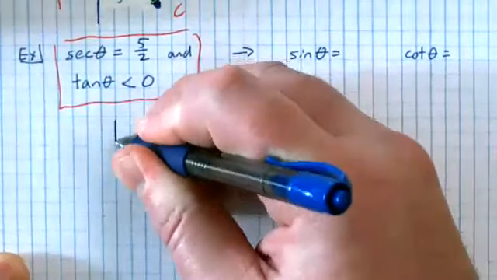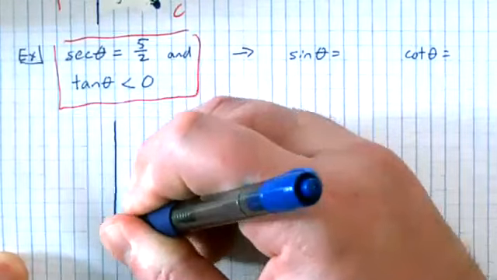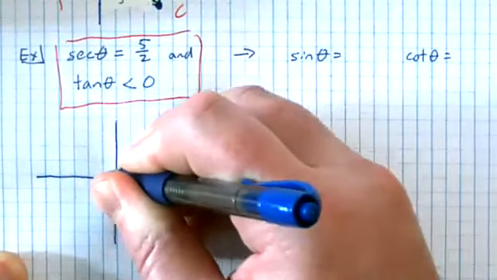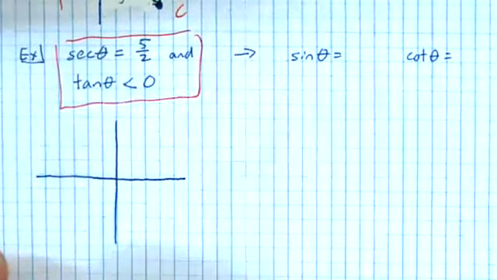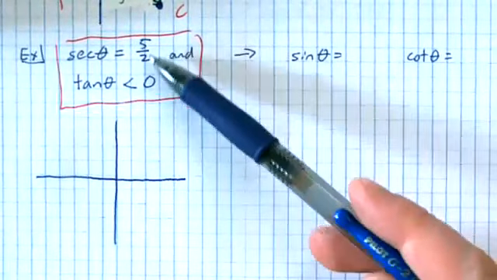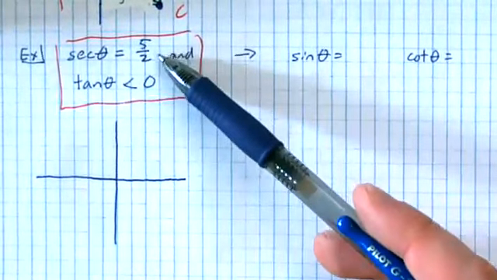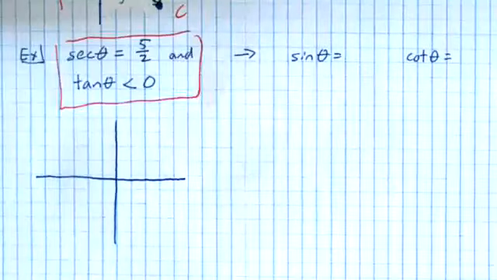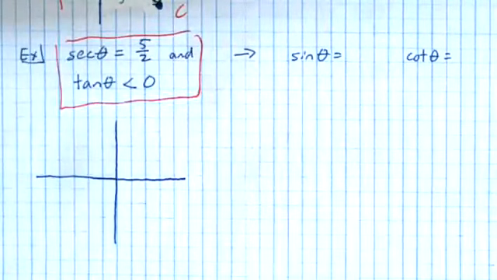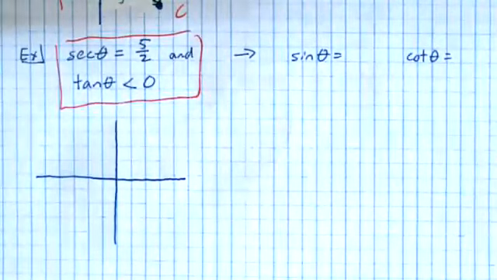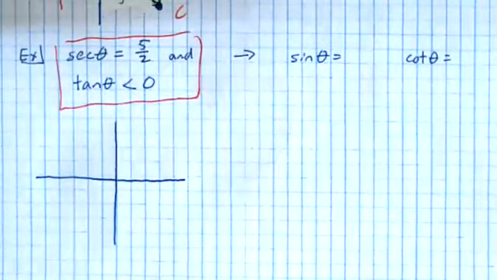So the big thing that we need is a quadrant to draw our reference triangle in. Once I get a quadrant, I'm going to be able to fill in two sides of that reference triangle with the secant information, right? Then I'll be able to find my third side, and then I can tell you what sine, cosine, tangent, or any of the other ones are. But the tricky part of this problem is figuring out what quadrant we are going to draw that triangle in.